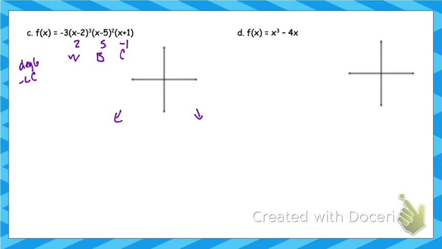All right, so then I've got 2, 5, negative 1. At negative 1, I'm going to cross. I'll scoop this over a little bit. So I'm going to cross through negative 1. At 2, I'm going to wiggle. So it's going to bend and go through. At 5, I'm going to bounce.